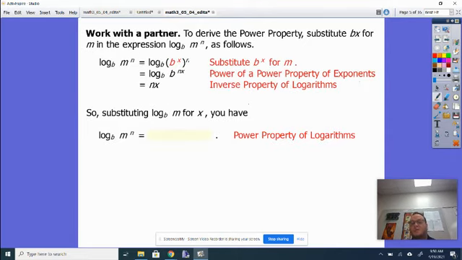Okay, and then the last one with the power rule, we're going to end up with n log base b of m. So what happens is you can bring this n, put it over here. If you have an n, you can put it back up with the m. You can move it around. Okay, the reason being is because of the power rule.